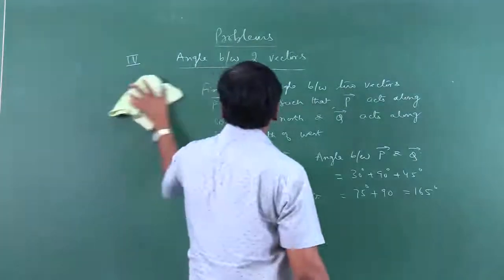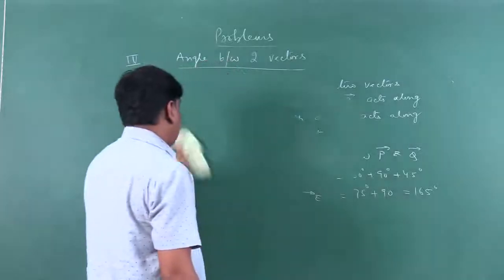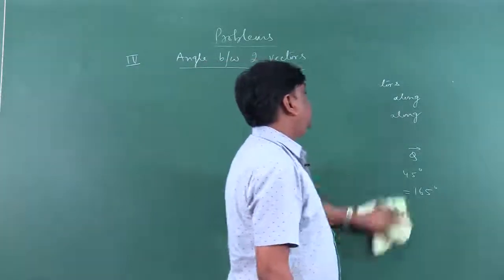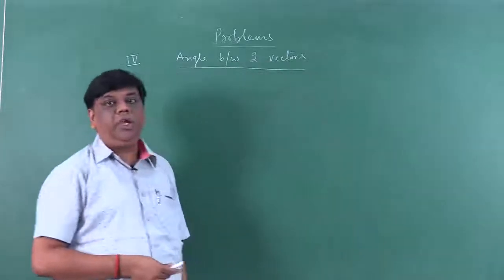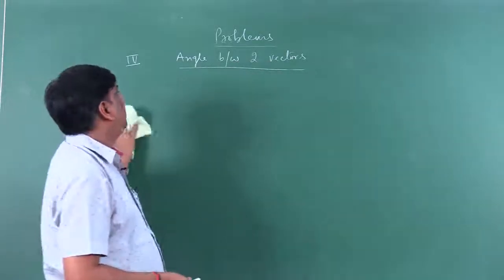So this is how we will be finding the angle, by just making their tails coincide or making their heads coincide, right? And for that we can always shift a vector parallel to itself. Clear?